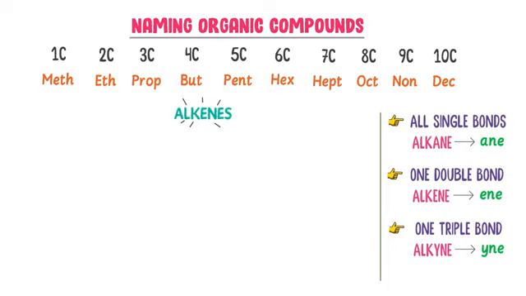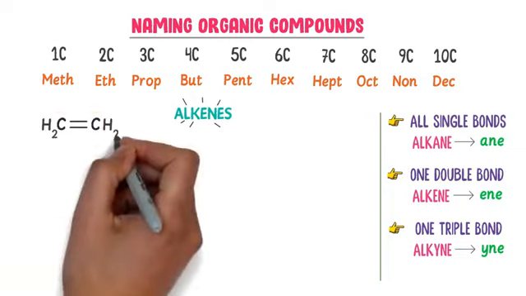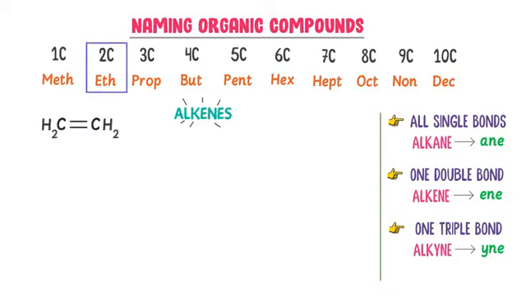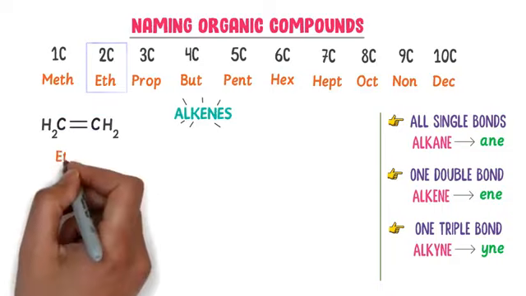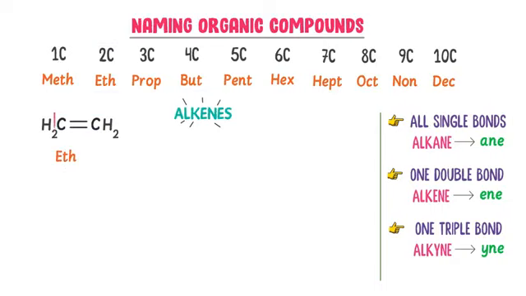For example, consider double bonds between these 2 carbon atoms. This carbon and this carbon have formed two bonds, so I write H2 and H2. There are two carbon atoms, I write eth. We can see that there is one double bond between these two carbon atoms, so it is alkene, and we write ene with it, thus we get ethene.